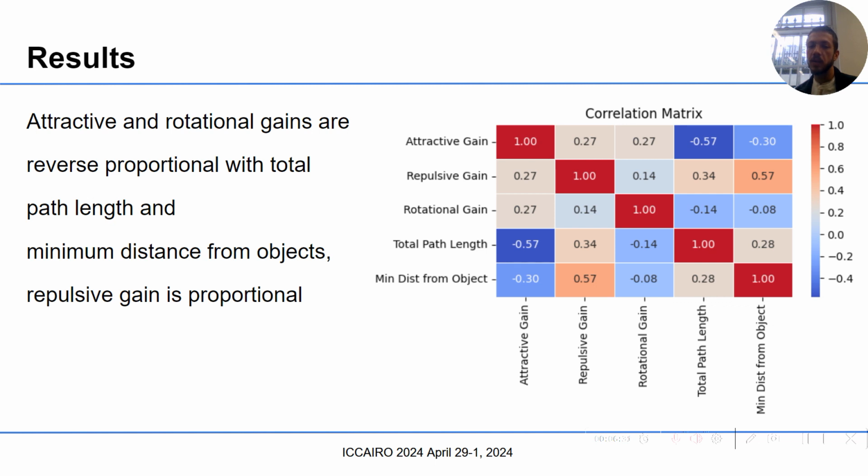We also created a correlation matrix in order to understand the influence of each of these three parameters on the total path length and the minimum distance from the obstacles. We see that the attractive gain and the rotational gain are both inversely proportional to the total path length, but also to the minimum distance from the obstacles. That means where the attractive gain is higher, the total path length will be shorter, but also the minimum distance from the obstacles will be shorter. On the other hand, when the repulsive gain is higher, the total path length will be longer and the minimum distance from the obstacles will be longer also.